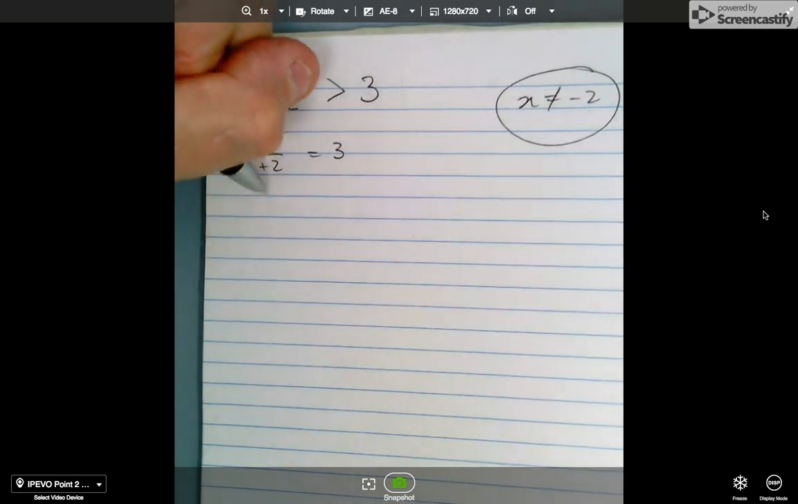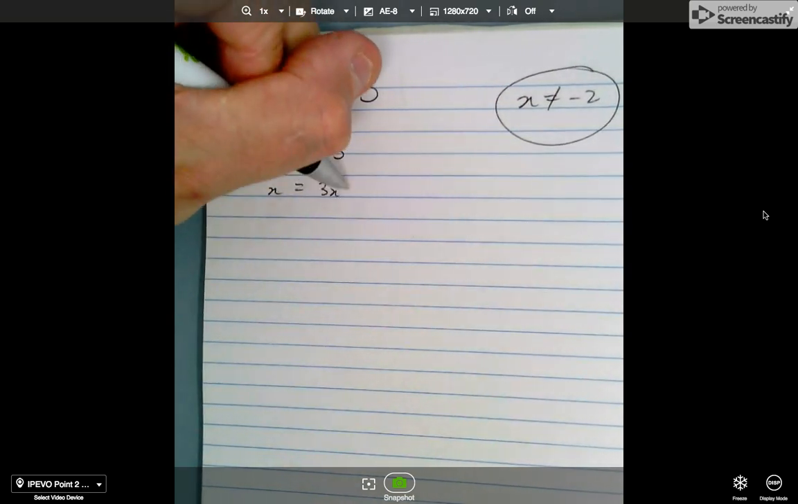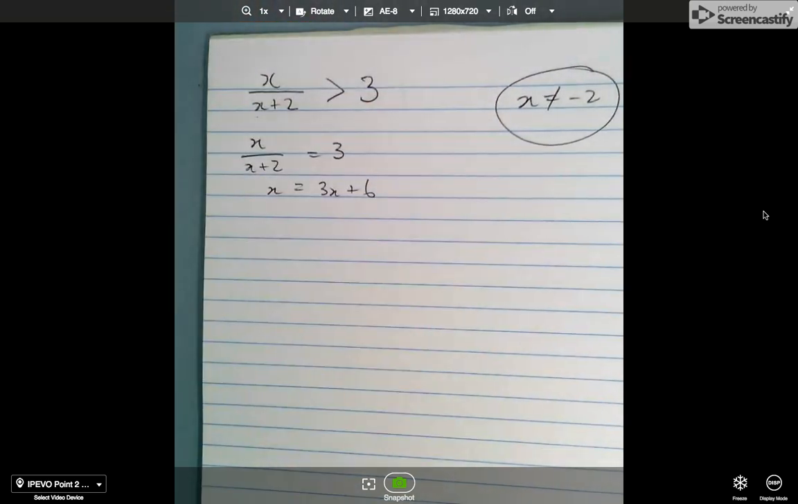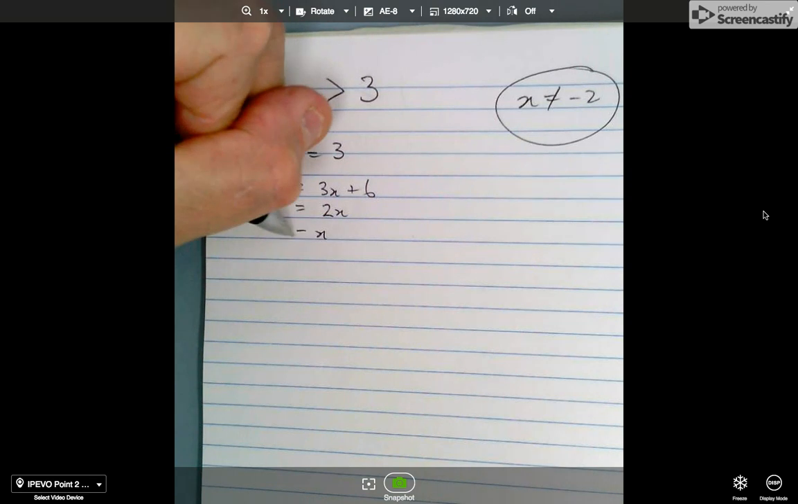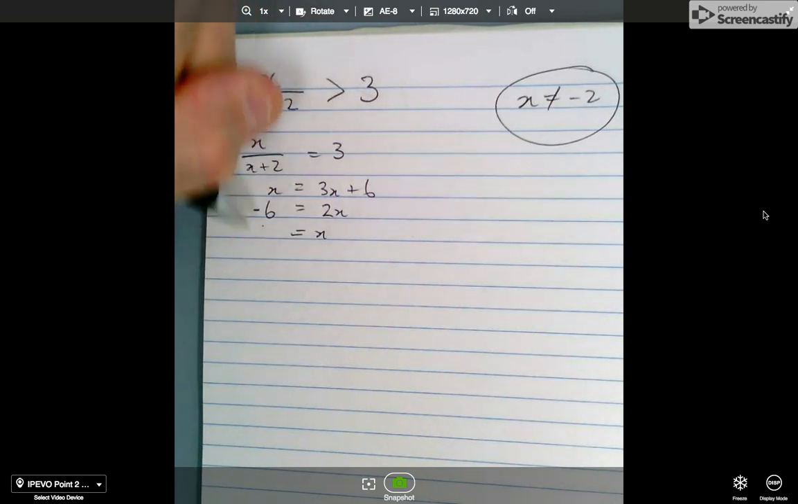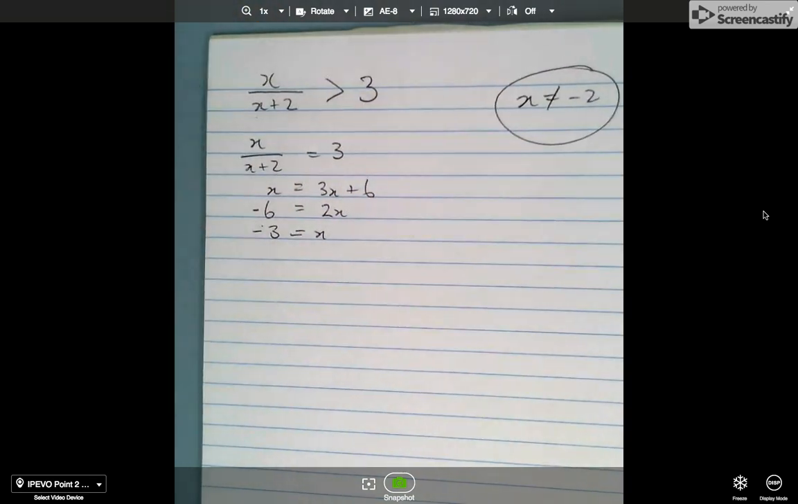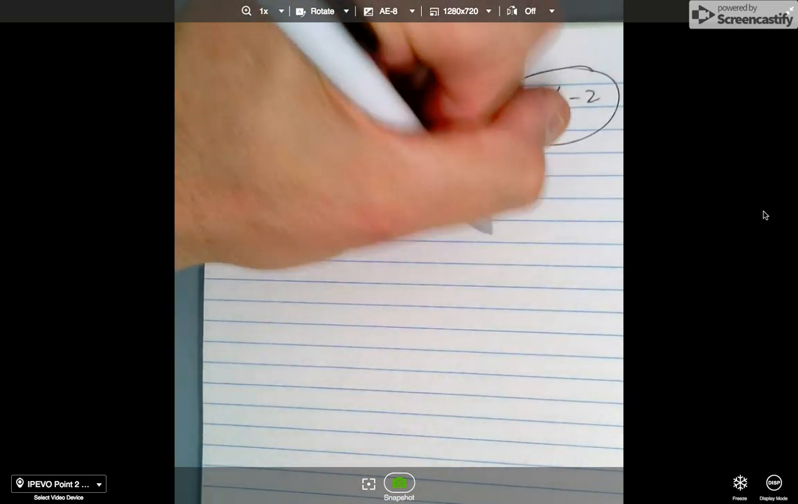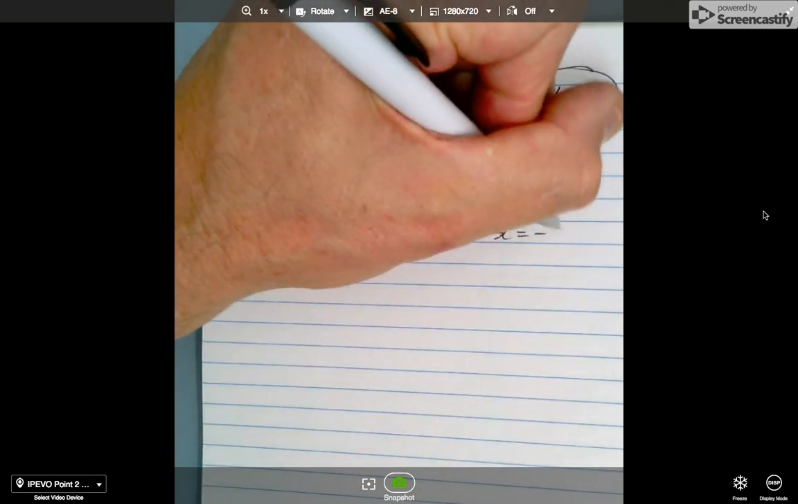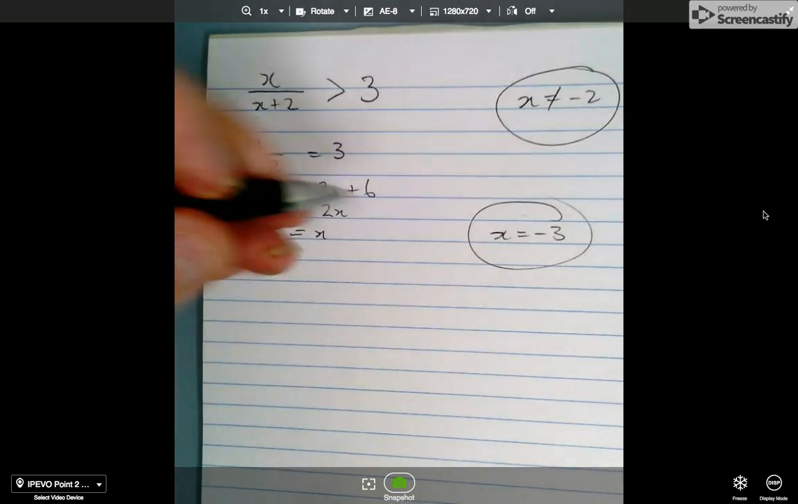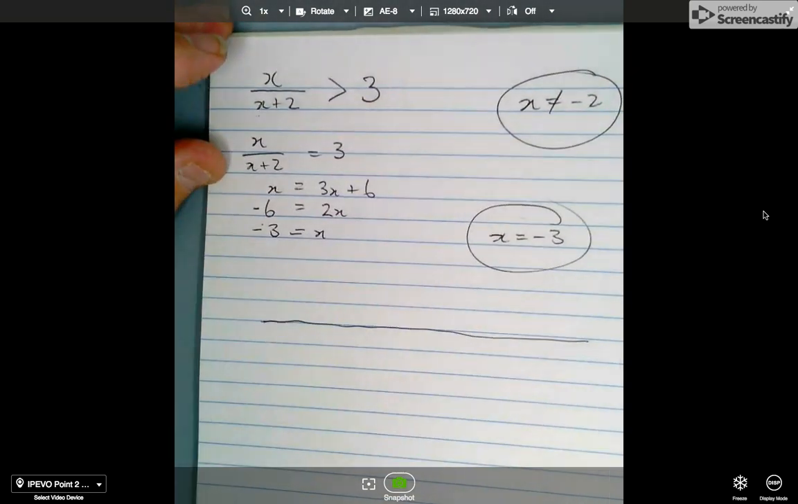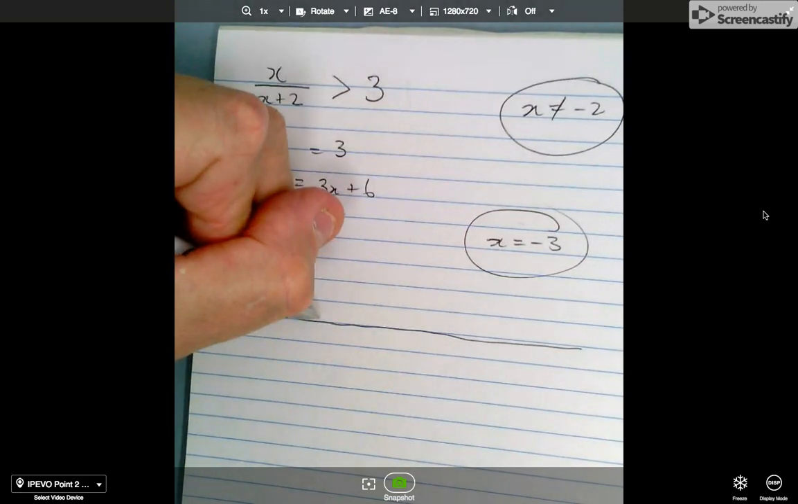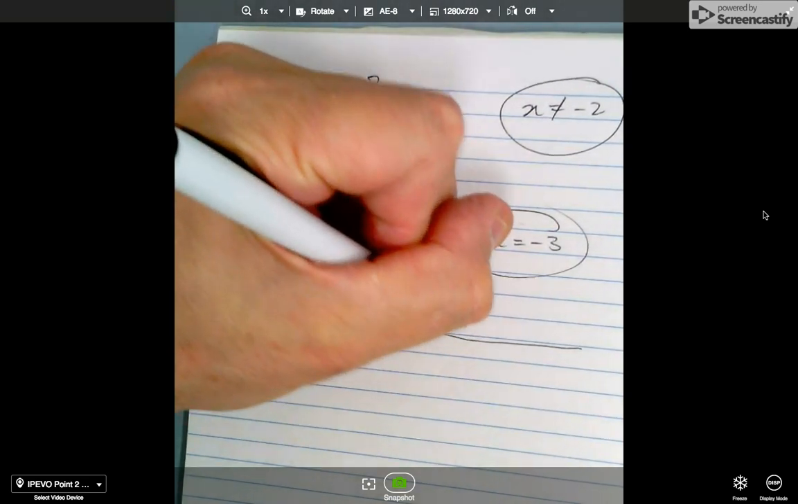We take it across. X equals 3x plus 6. Yep. So we get 2x equals minus 6, or x equals minus 3. Okay, so there's our second critical value. X equals minus 3. So we've got our two critical values. One critical value is minus 3 and one critical value is minus 2.